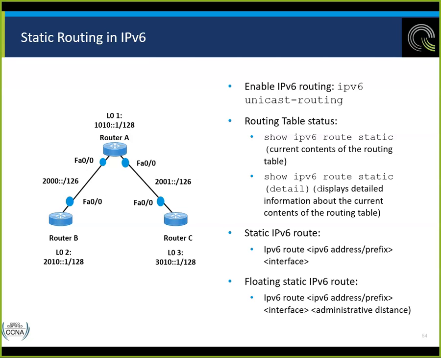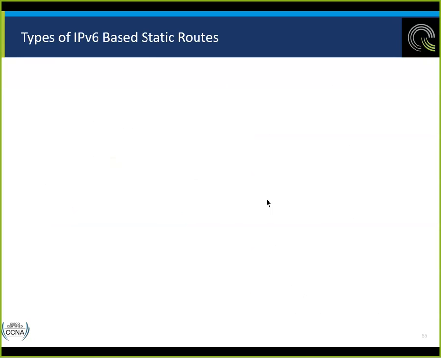The floating static route: IPv6 route, the address/prefix, the interface, and then the administrative distance, because the administrative distance is going to be set greater than whatever the dynamic routing protocol is.